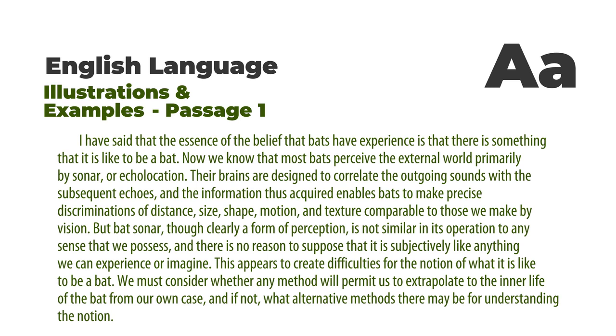Now we know that most bats perceive the external world primarily by sonar or echolocation. Their brains are designed to correlate the outgoing sounds with the subsequent echoes, and the information thus acquired enables bats to make precise discriminations of distance, size, shape, motion, and texture comparable to those we make by vision. But bat sonar, though clearly a form of perception, is not similar in its operation to any sense that we possess, and there is no reason to suppose that it is subjectively like anything we can experience or imagine.